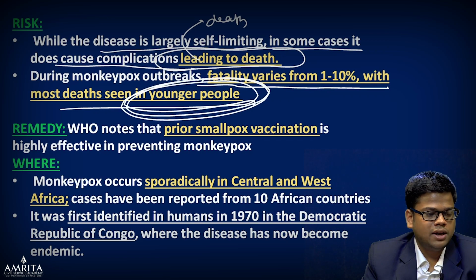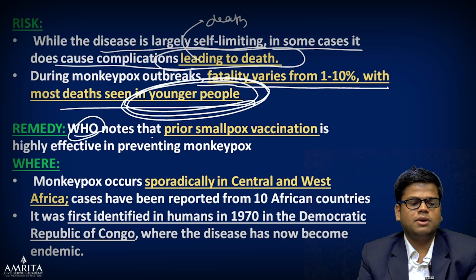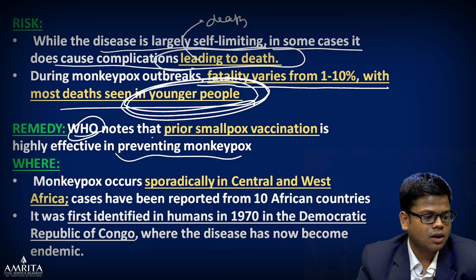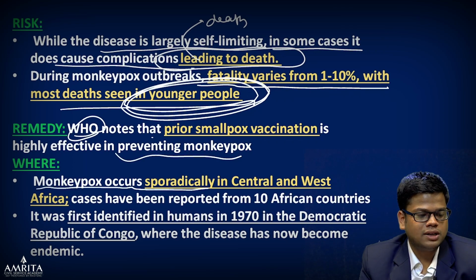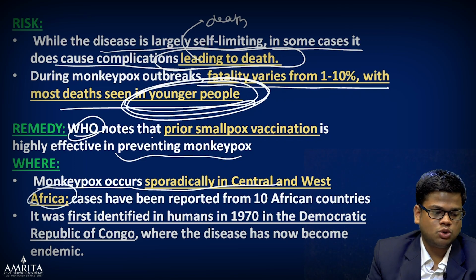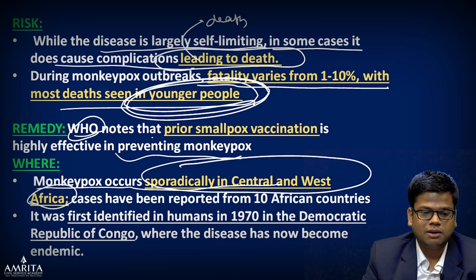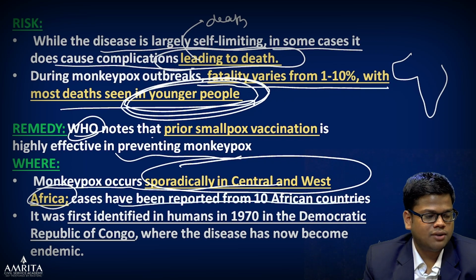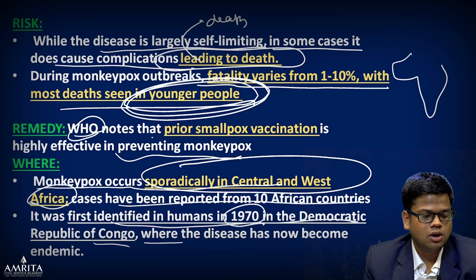Okay. Remedy: WHO says that a remedy similar to smallpox vaccination can be used for monkeypox itself, where monkeypox occurs sporadically in the central and West African region. So, the African region is more affected. And cases have been reported from 10 African countries. It was first identified in humans in 1970 in the Democratic Republic of Congo, where the disease has now become endemic.